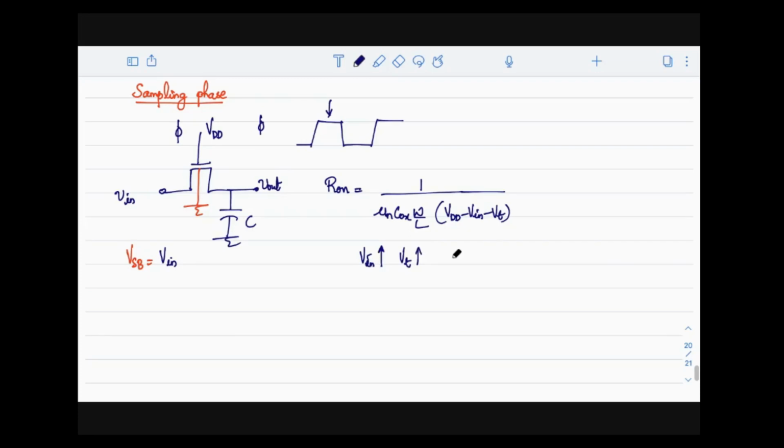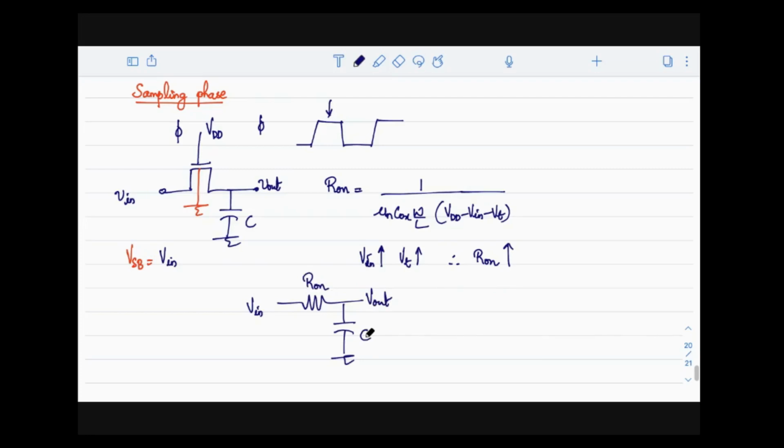If this happens, what will happen to the on resistance? It will also increase, because you have negative terms here, so the on resistance will actually increase. Now, if you look at the sample and hold circuit as a simple RC, whenever the MOSFET is on, it is actually a simple resistance. So if you look at this as a simple RC network, this is your Vin and this is your Vout, and this resistance is your on resistance Ron, and this is your hold capacitor C.